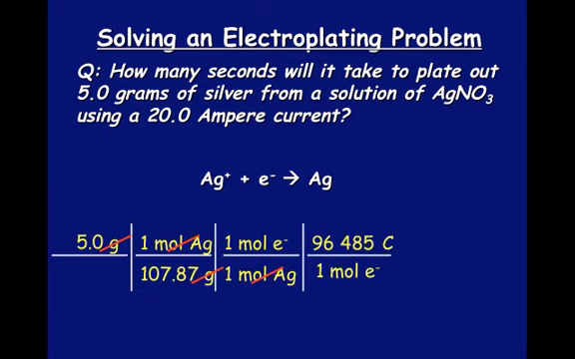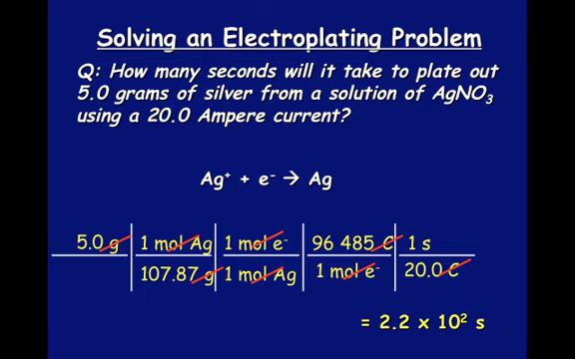Then we have to use Faraday's constant, coulombs divided by moles of electron. And then amps are the same thing as coulombs per second. So here this cancels out. And now it's going to take 2.2 times 10 to the 2 seconds to plate out 5 grams of silver of solution. Notice here you can go both directions.